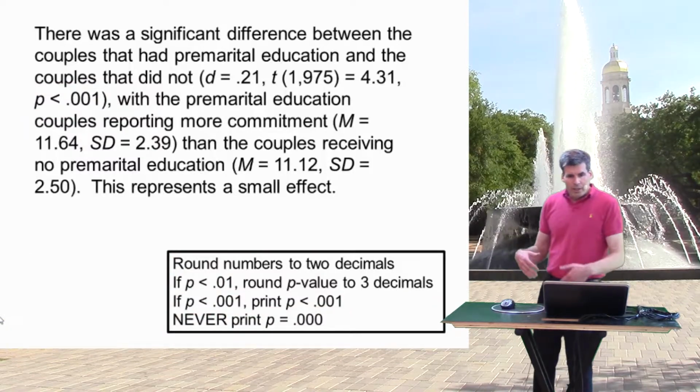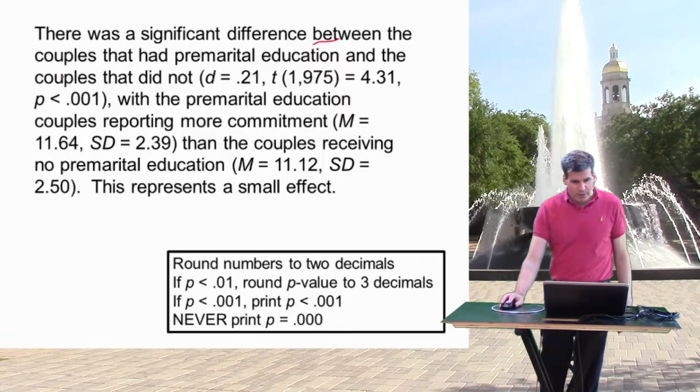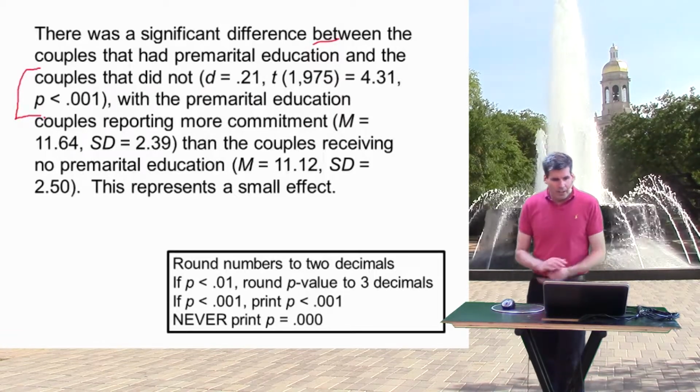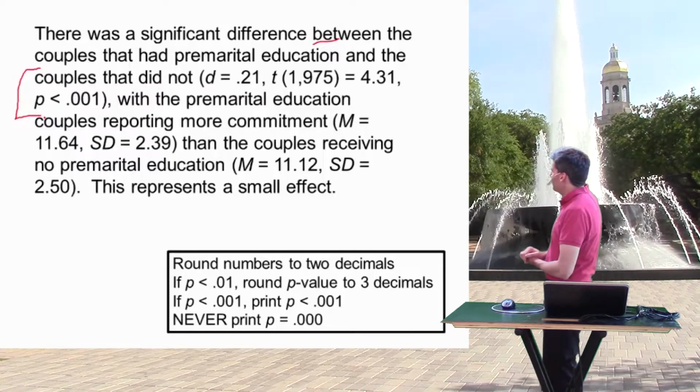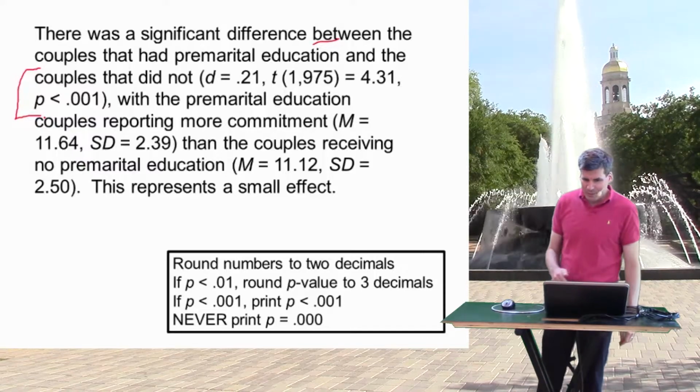So we've clarified we're looking at a difference between groups. I've named the groups. I've given you my five pieces of information. Now I'm going to continue on. Actually, this whole summary boils down to just one long sentence and one short sentence. We're still working on this first sentence here.